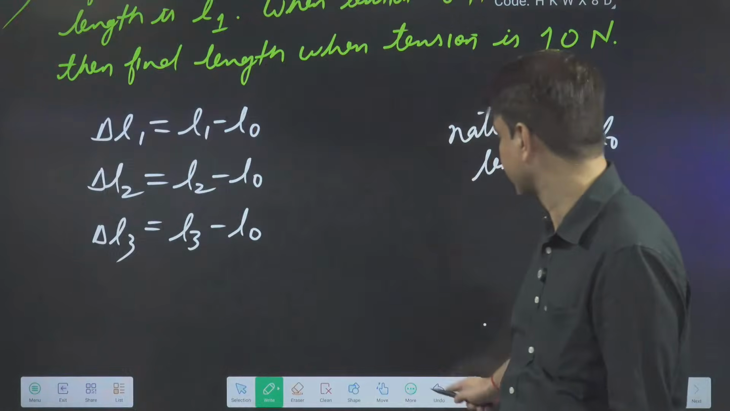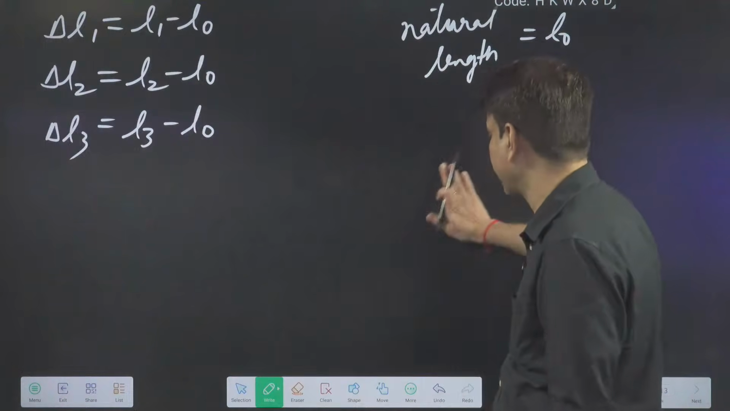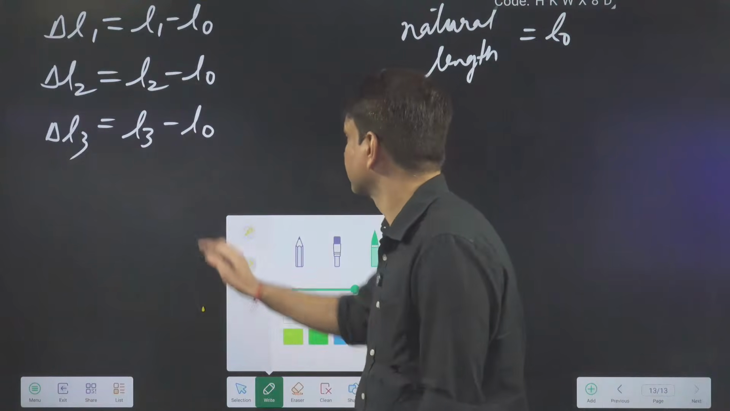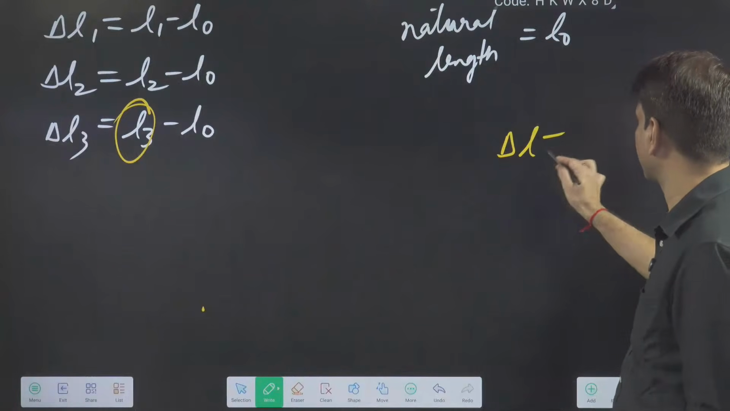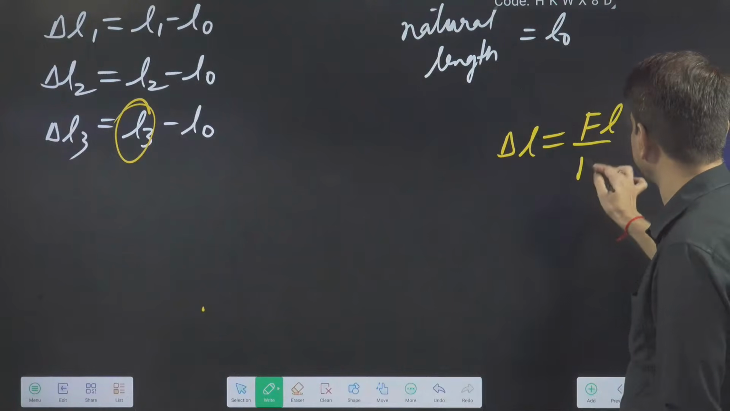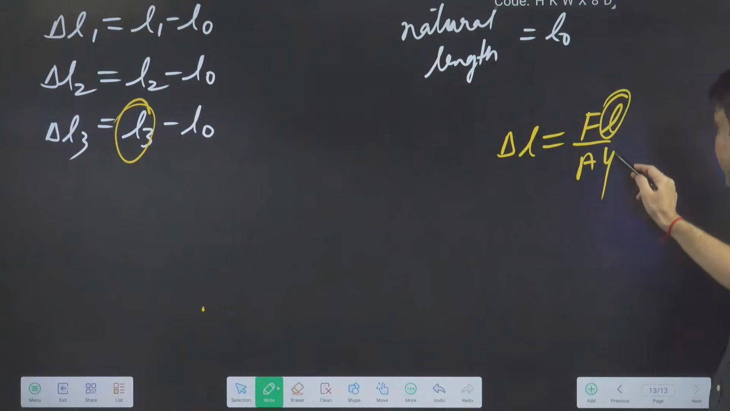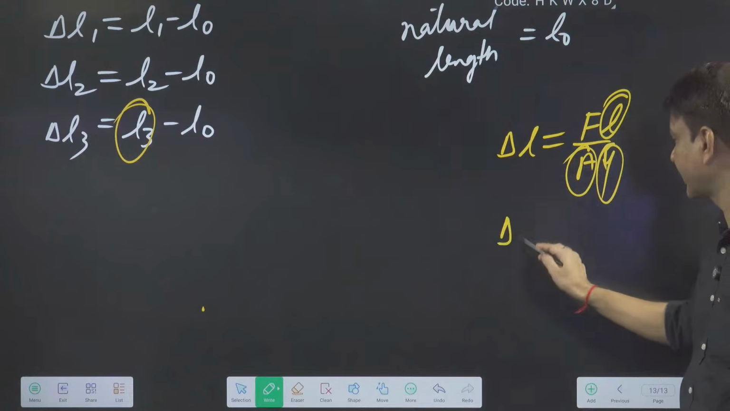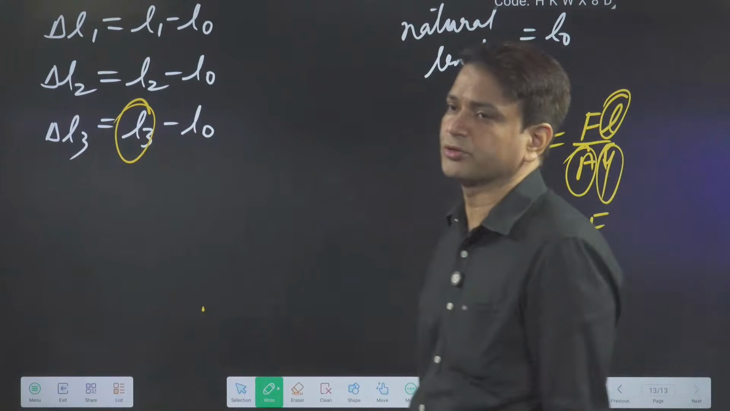Okay, now listen. I am taking the same wire. This L3 we have to calculate. Same wire means if I'm using the delta L relation, delta L is FL upon AY. For the same wire, its natural length, Young modulus, and area will be constant. So for the given wire, delta L is directly proportional to F.